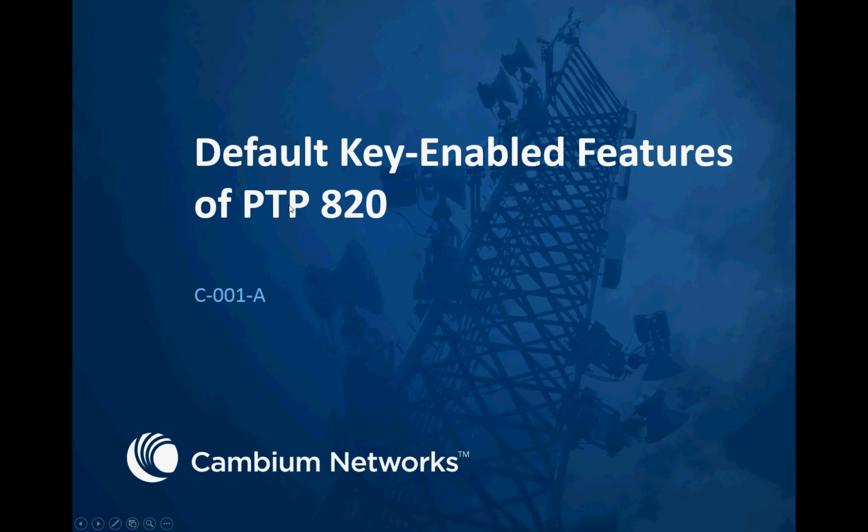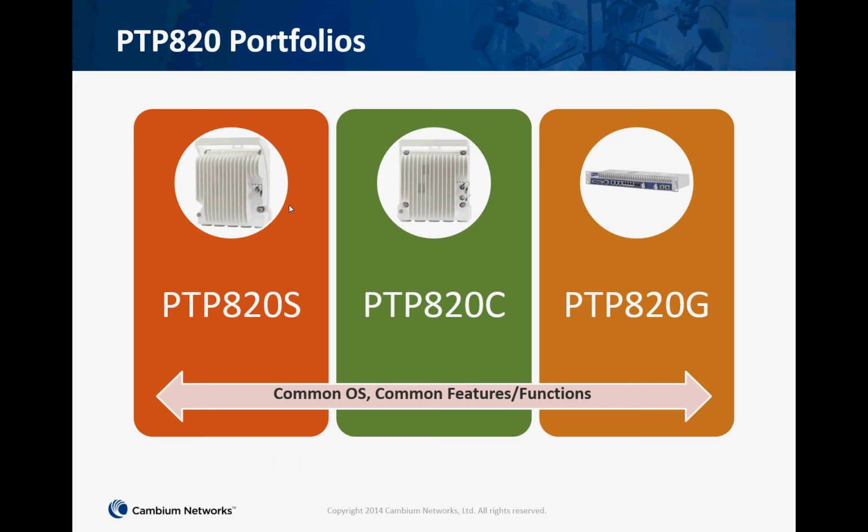Hello, today we're going to talk about the default key-enabled features of a PTP820 radio. Within the 820, we have three different product lines: 820S, 820C, and 820G. They share a common operating system. They also have a lot of feature functions across the board.